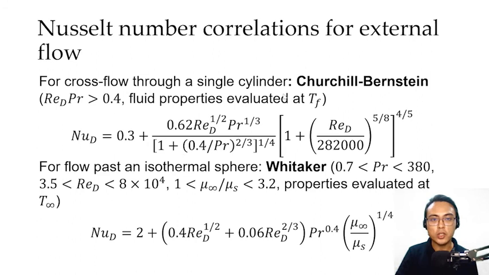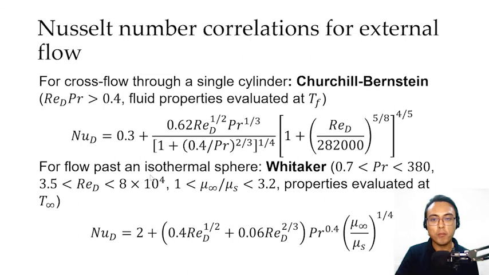We use the Churchill-Bernstein equation, but the product of the Reynolds number and the Prandtl number, or the Peclet number, must be greater than 0.4, and the fluid properties are evaluated at the film temperature. The film temperature is different from the bulk temperature. The film temperature is the average between the bulk temperature and the wall temperature. Just to recap, the bulk temperature is the average between the inlet and outlet temperatures of the fluid, and the film temperature is the average between the bulk temperature and the wall temperature. This is your Churchill-Bernstein equation.